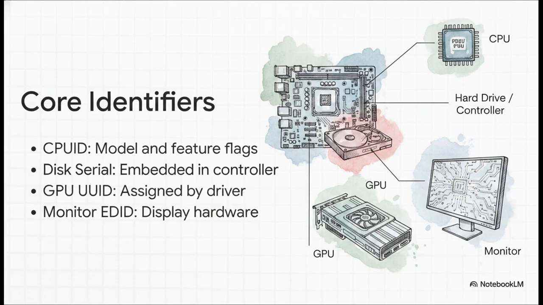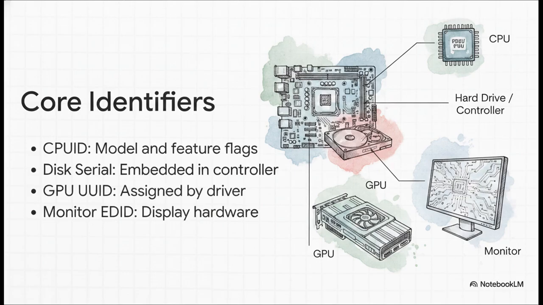Then there's the disk firmware serial. Now this is a beautiful illusion we almost all fall for. We think formatting a hard drive wipes its identity. It totally doesn't. The serial number is actually embedded in the drive's controller firmware, not on the physical storage medium itself. So even a hyper-paranoid zero-write wipe leaves that firmware serial perfectly intact.